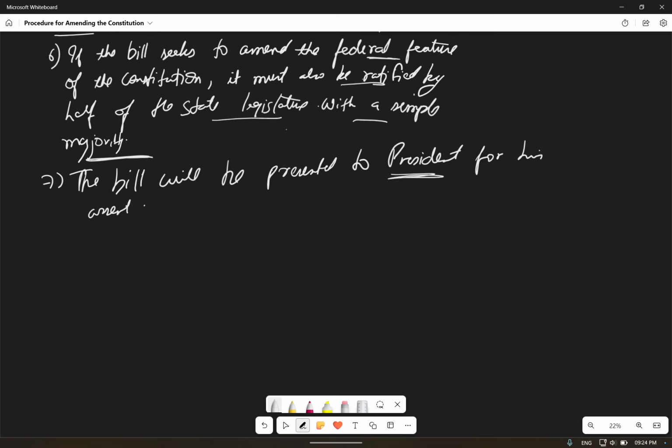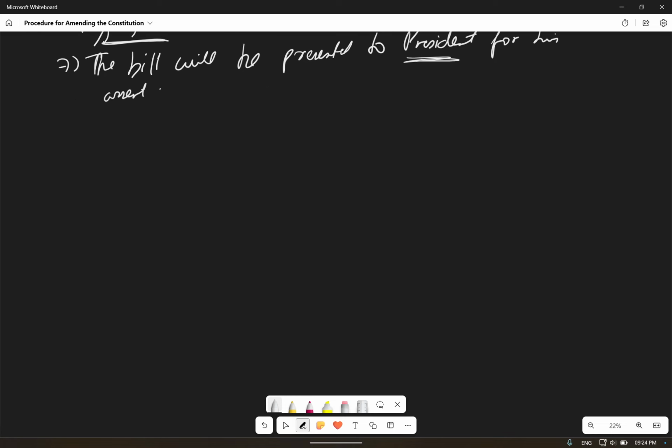Once it has been passed by both the houses, and if required, ratified by the states, after all the process has been completed, it will be sent to the president for his consent.